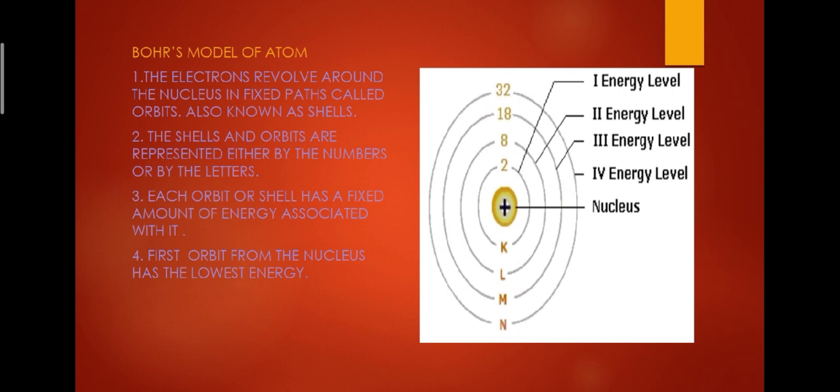But if it is transferred from the K shell to the L shell, there will be some loss or gain of energy. Electrons gain energy when they move from a lower energy level to a higher energy level, and electrons lose energy when they move from a higher energy level to a lower energy level. The outermost shell of an atom is called its valence shell. So this is all about Bohr's model of atom.